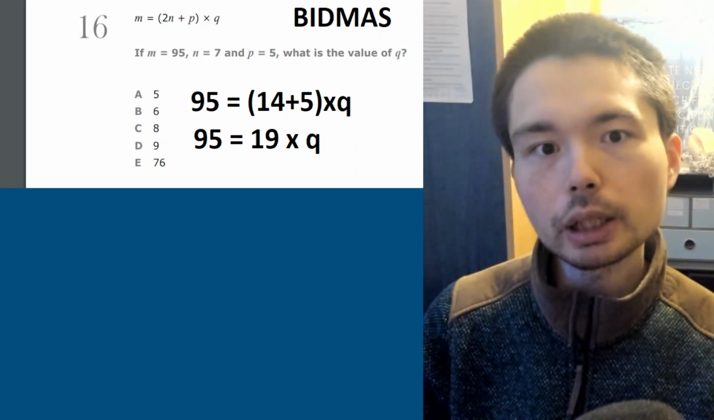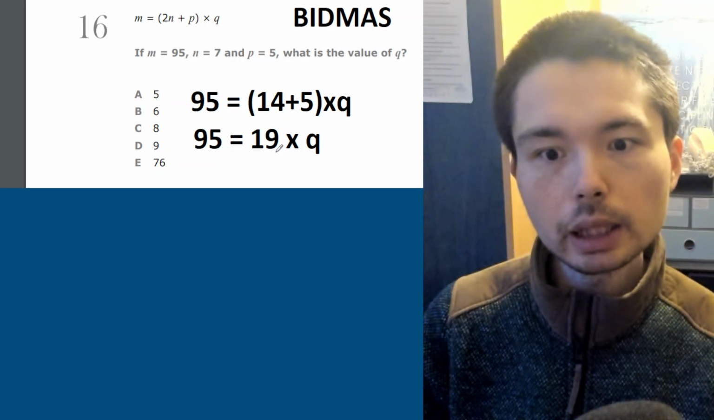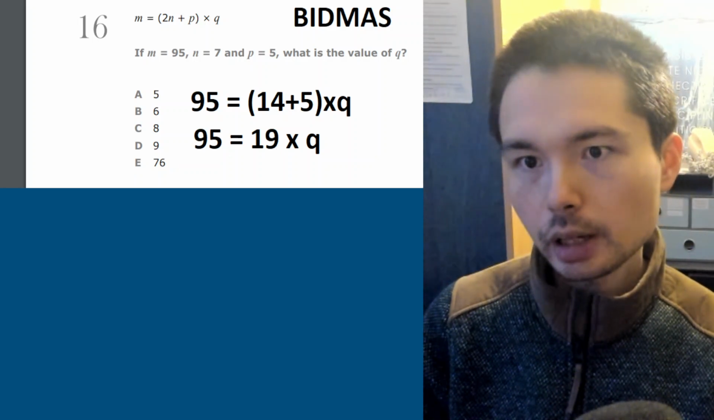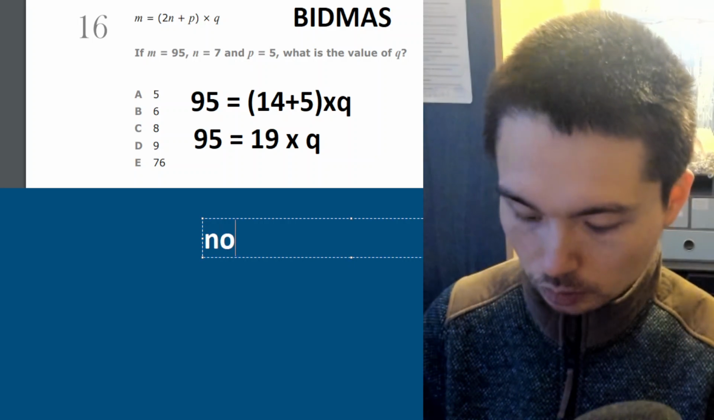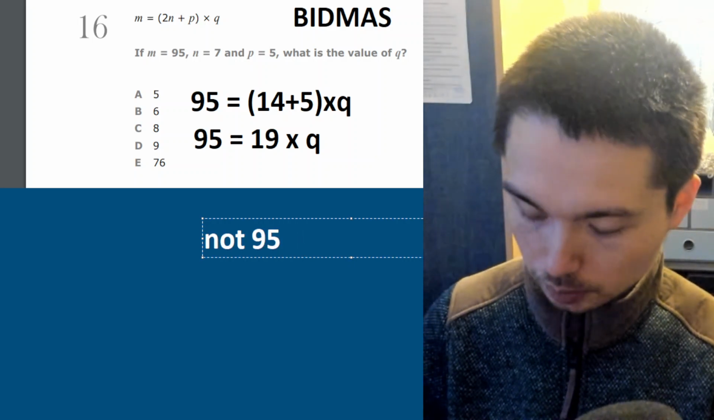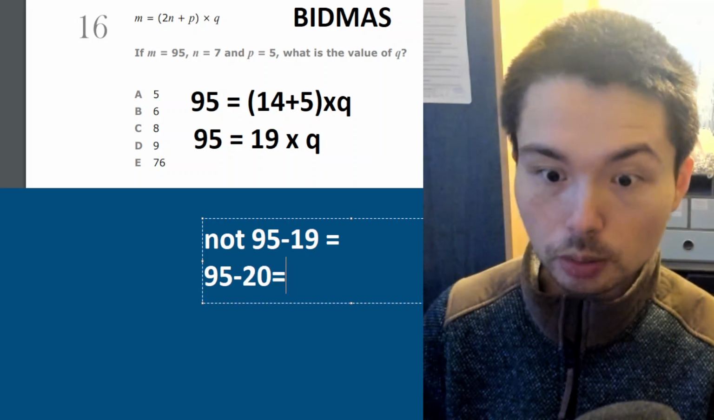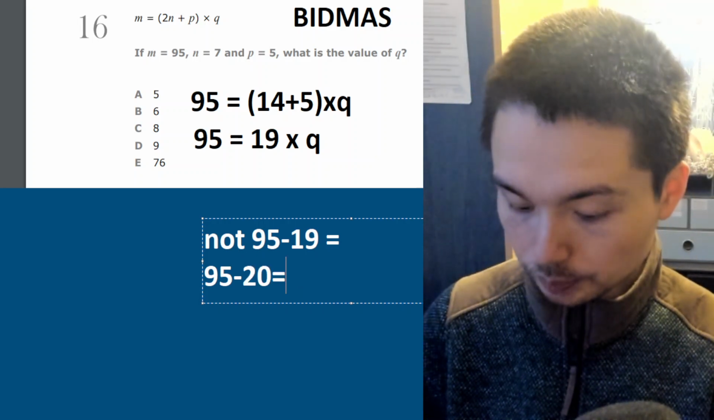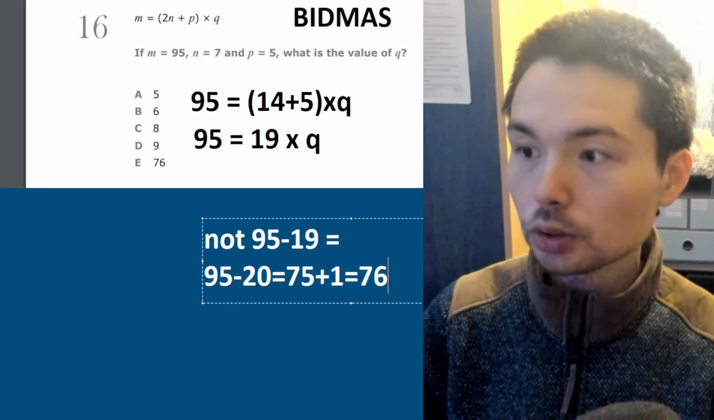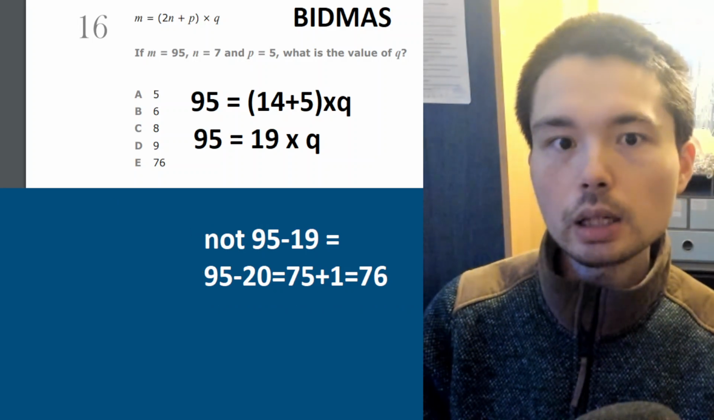And they're being really tricky. It's not the last one, okay? It's not subtracting. It is not 95 minus 19, which a really cool way to think of it is 95 minus 20, which is 75. Then you add 1, which is 76. No. So E is out.